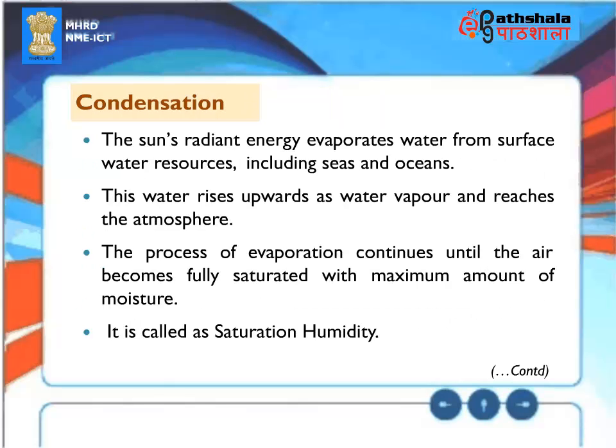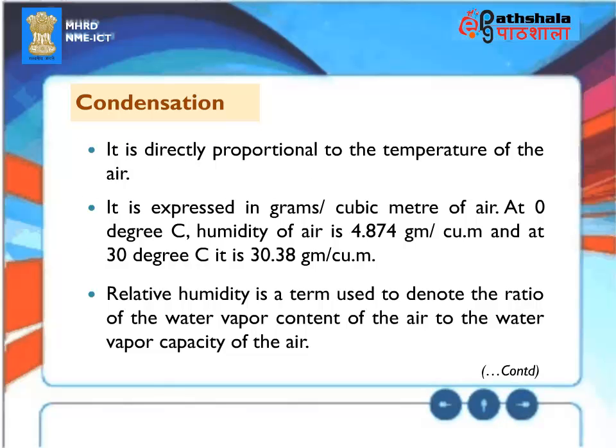Condensation. The sun's radiant energy evaporates water from surface water resources, including seas and oceans. This water rises upwards as water vapor and reaches the atmosphere. The process of evaporation continues until the air becomes fully saturated with the maximum amount of moisture. It is called saturation humidity. It is directly proportional to the temperature of the air. It is expressed in grams per cubic meter of air.